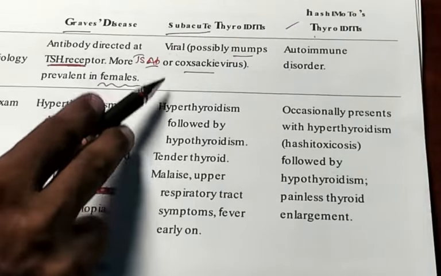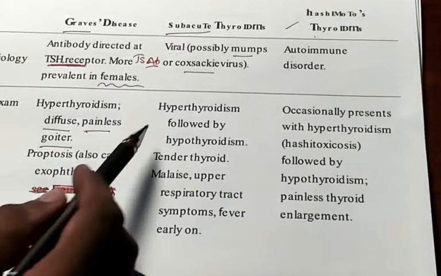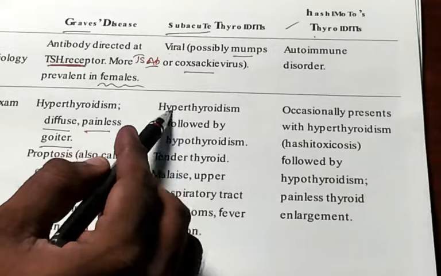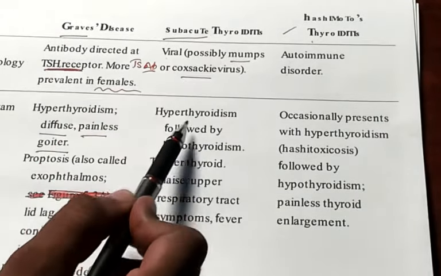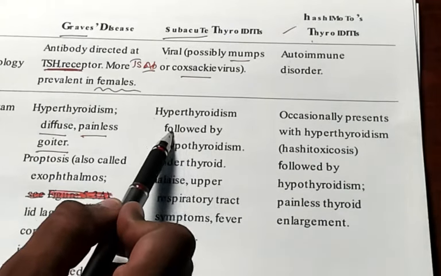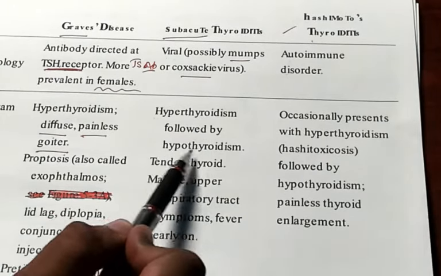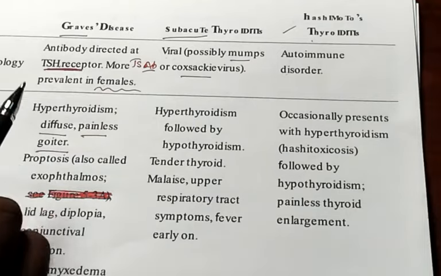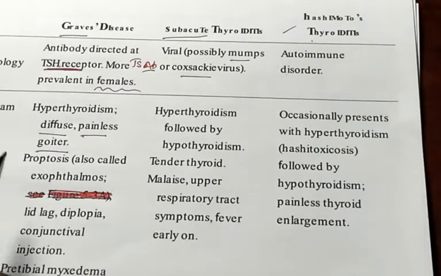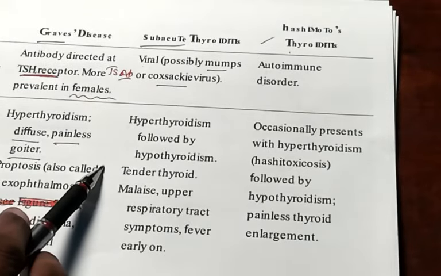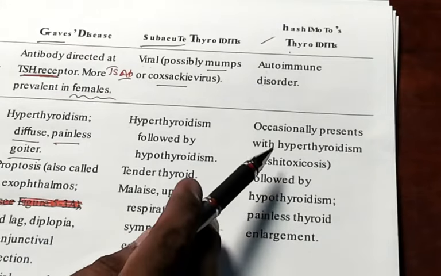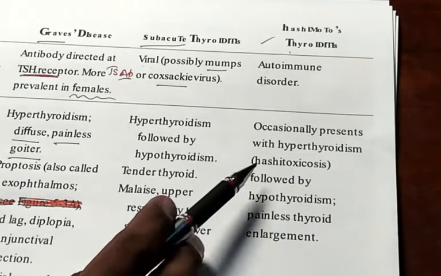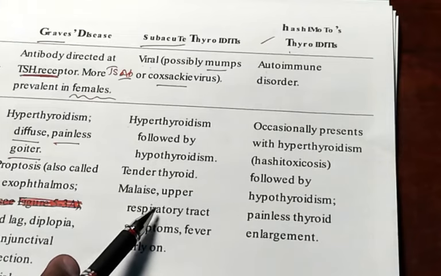Whereas, how will be the subacute thyroiditis ka story? It is initially hyperthyroidism. The moment the inflamed thyroid cells are getting destroyed, thyroxine is released, that lead to hyperthyroidism. That is followed by the hypothyroidism once the gland is burnt out. Wo hota hai subacute thyroiditis. Then Hashimoto thyroiditis, it occasionally presents with hyperthyroidism. Isko kehte hain hashitoxicosis. After that, it will go into hypothyroid phase.